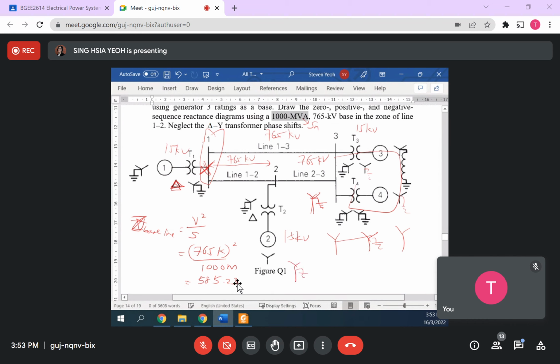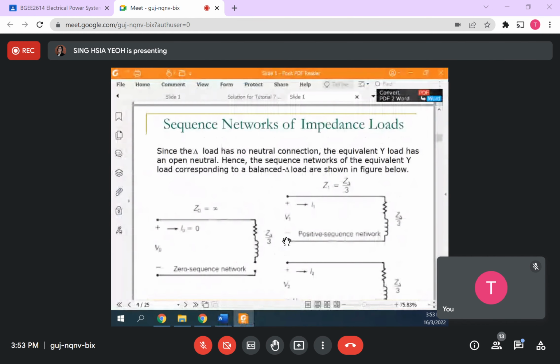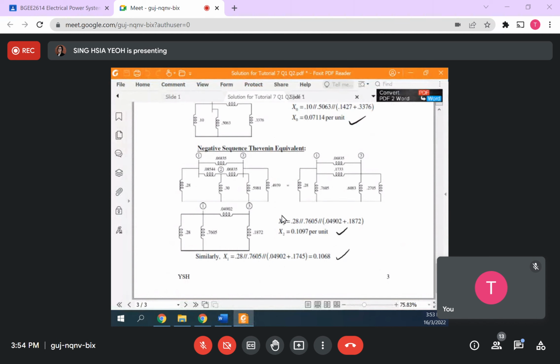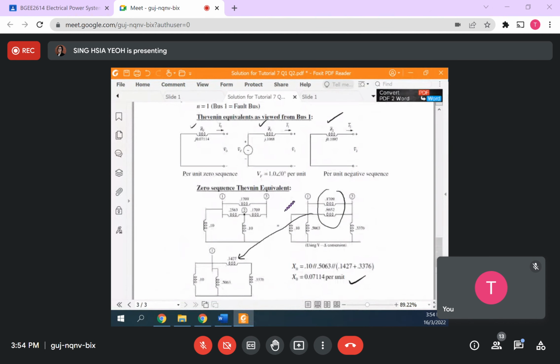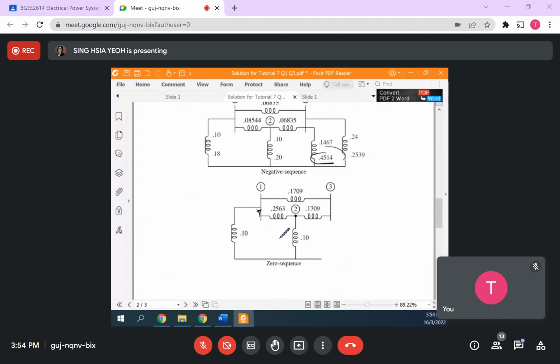So if all Y ground, do you get what I mean? I'm trying to give you hints. If it is Y ground, that means negative and zero sequence are the same. It means your zero sequence will look like the negative sequence. Can you get what I mean? Okay? Nicholas, okay?